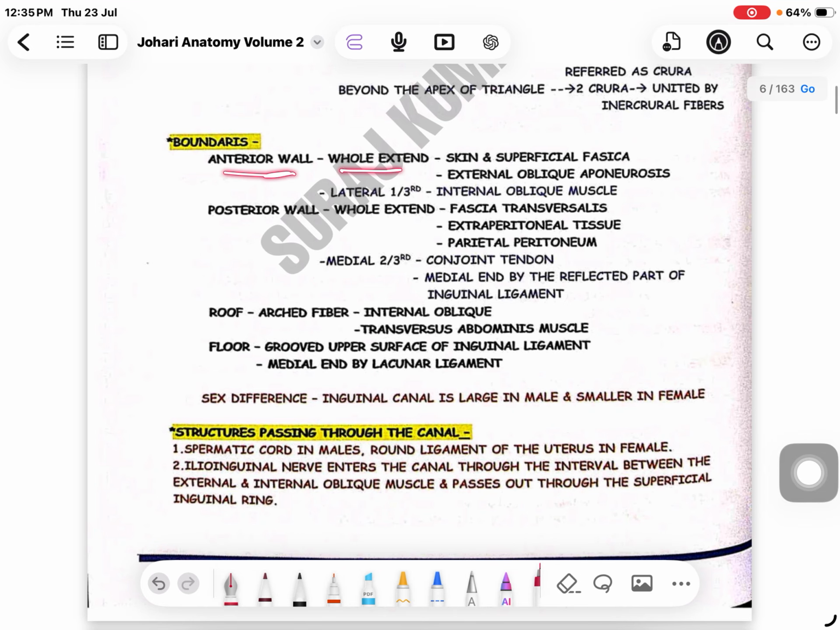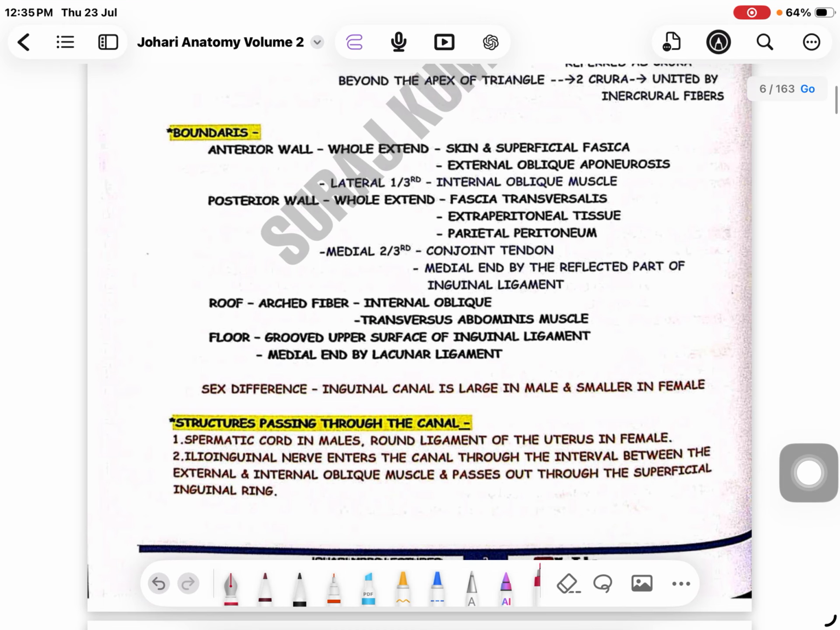Anterior wall, so we have this ring, and for the ring we have its boundaries. Anterior wall who forms, posterior wall who forms, then medial wall who forms, then lateral who forms. So these are all things. In the anterior wall, whole extent, we know the skin and superficial fascia will be present. Okay, this is done. External oblique aponeurosis is present in whole extent.